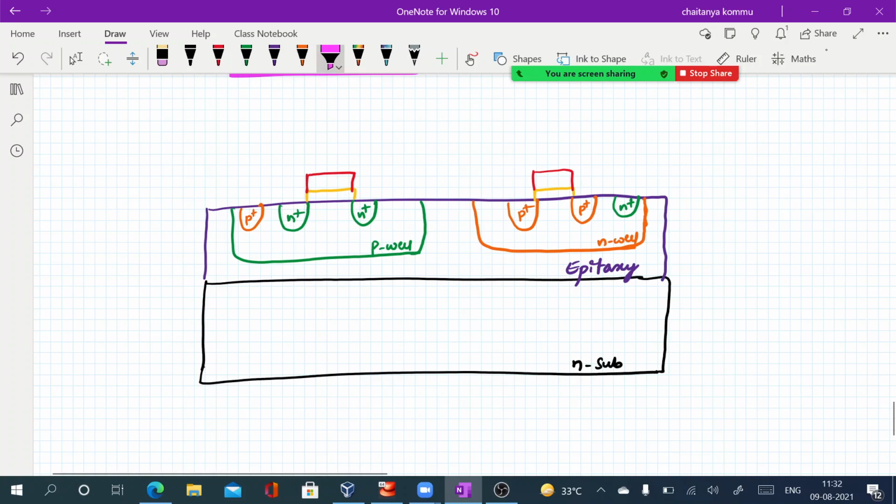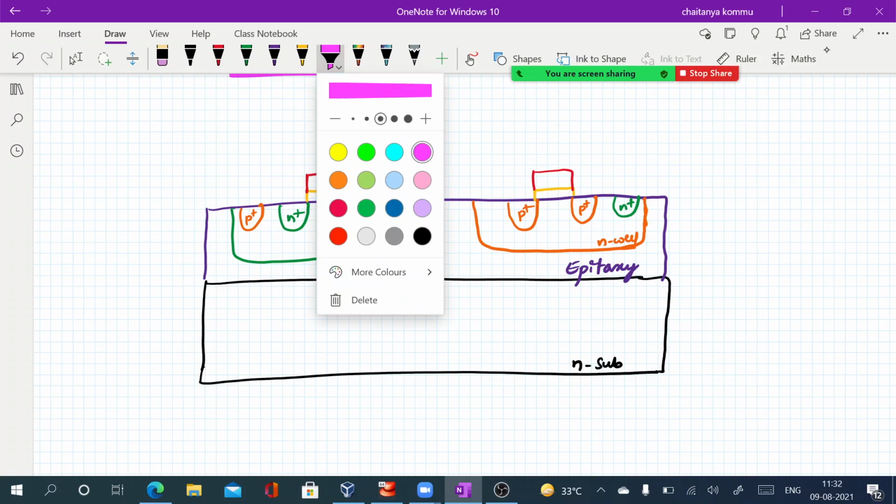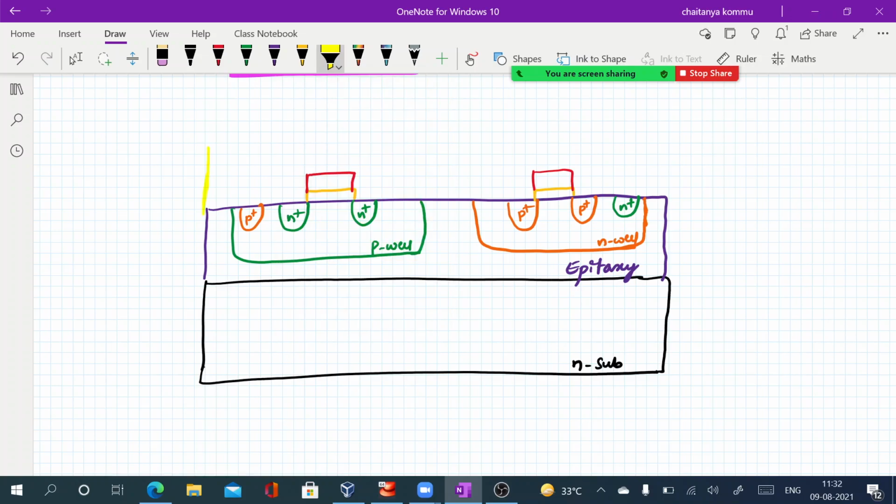Now I have to cover the interior region with field oxide. Please remember that it is field oxide. So this interior region is covered with field oxide. Now only the contacts are required at these portions. Contacts are required at this portion.